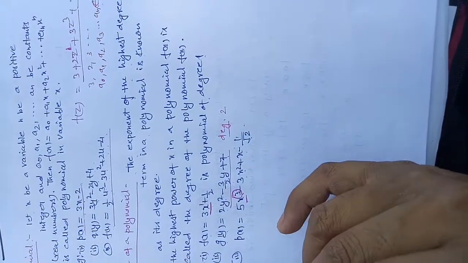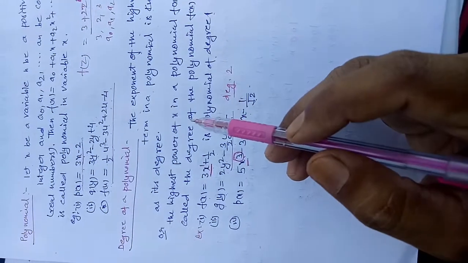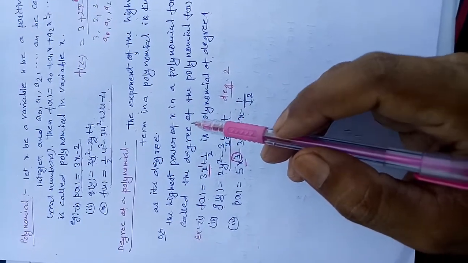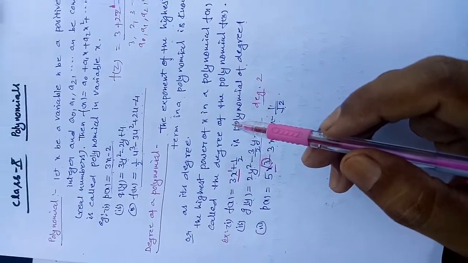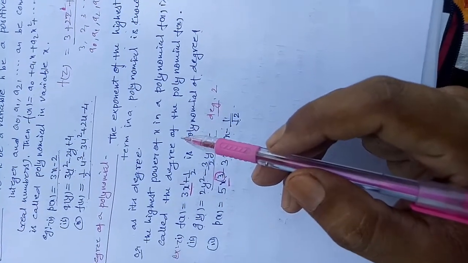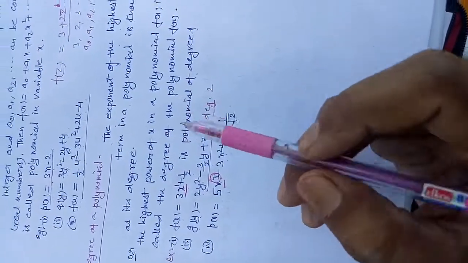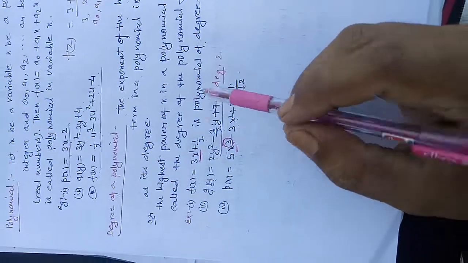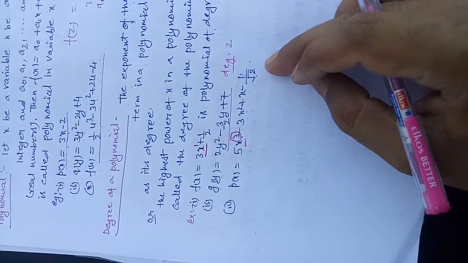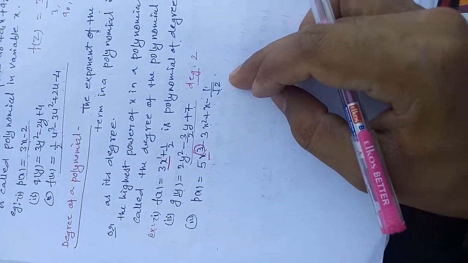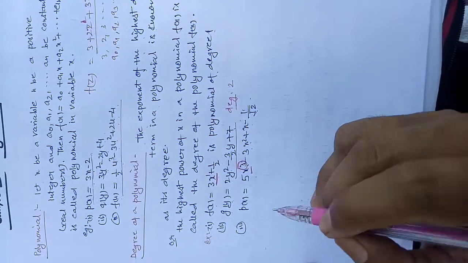Difference between polynomial and algebraic expression. Algebraic expression is the combination of constant and variable, but the polynomial contains only non-negative integral powers of the variable. So this is the degree of polynomial. Now, constant polynomial we will see in the next video.